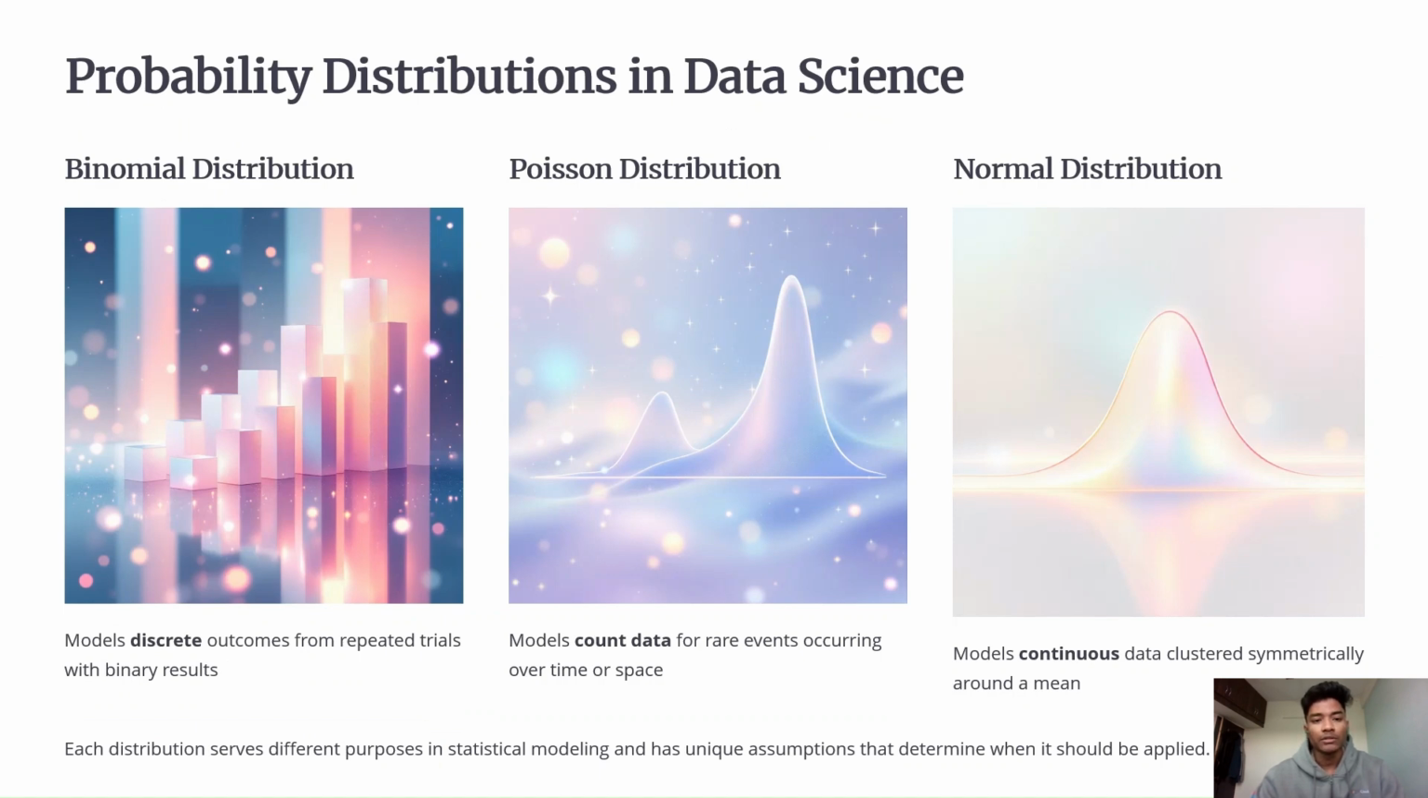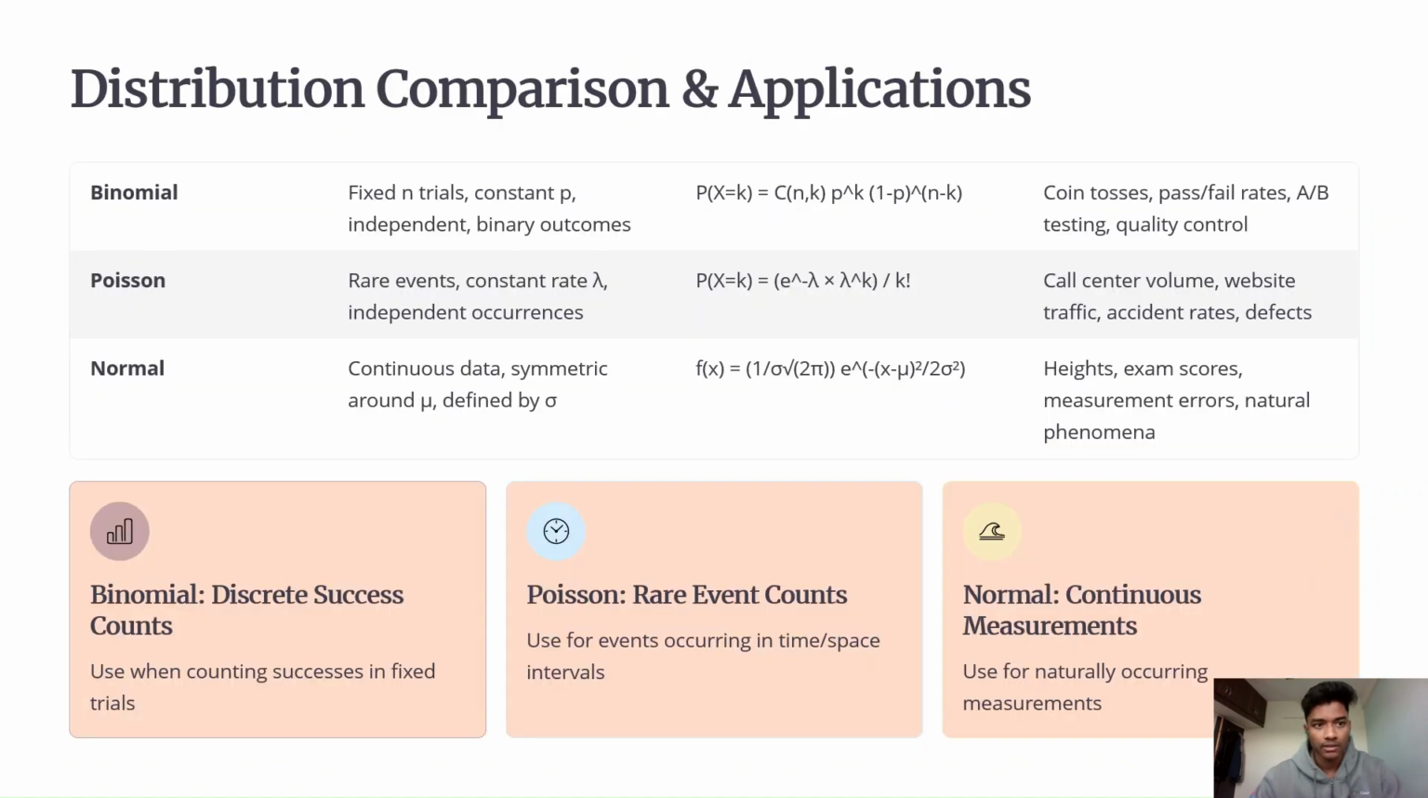The binomial distribution is used when we count how many successes occur in a fixed number of trials. For example, coin tosses, pass fail tests, A B testing. The Poisson distribution is used for rare events happening over time or space. Examples: accident rates, customer arrivals, server requests. The normal distribution is used for continuous measurements that cluster around a mean. Examples: height, exam scores, natural variations. Each of these distributions plays a different role depending on the situation. So this was our main comparison between binomial, Poisson, and normal.